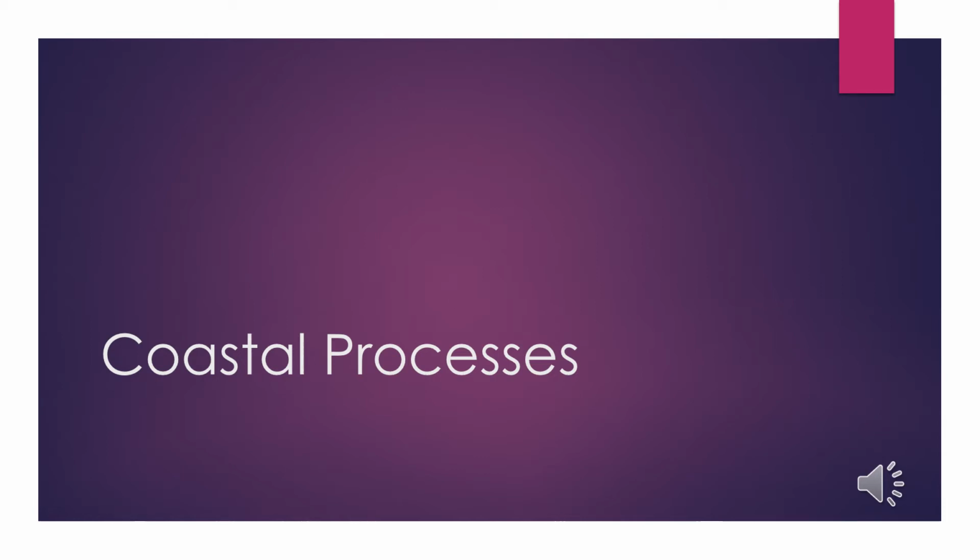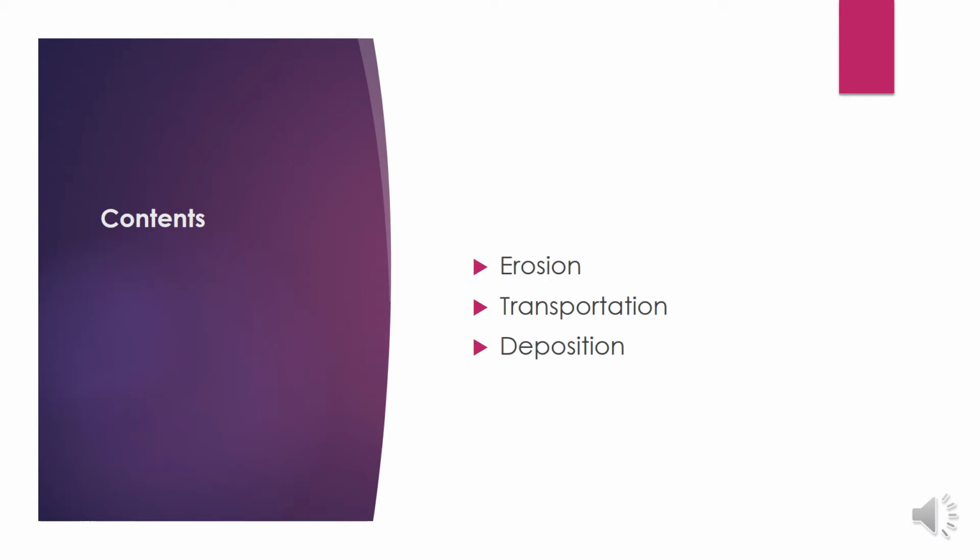In this video, we will be looking at coastal processes. So there are three main processes which take place at a coast: erosion, transportation, and deposition.